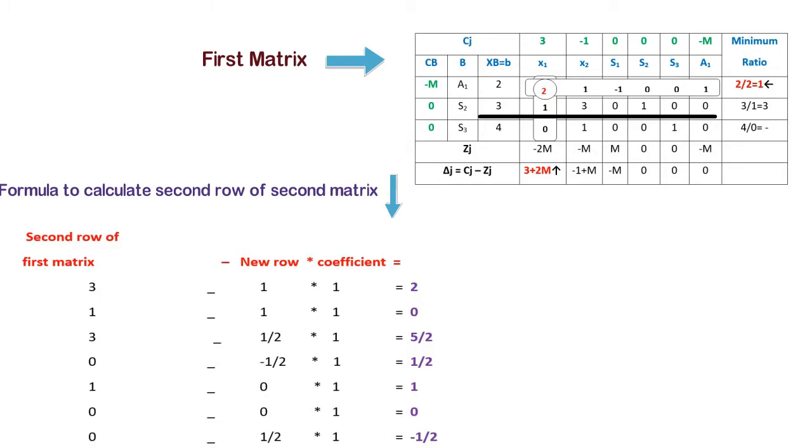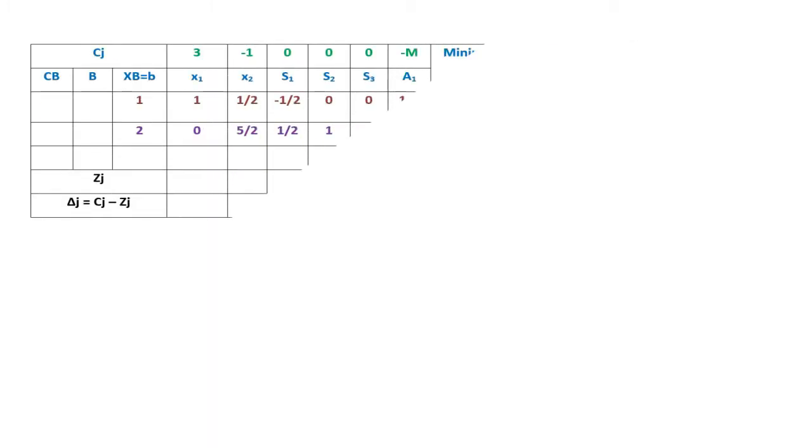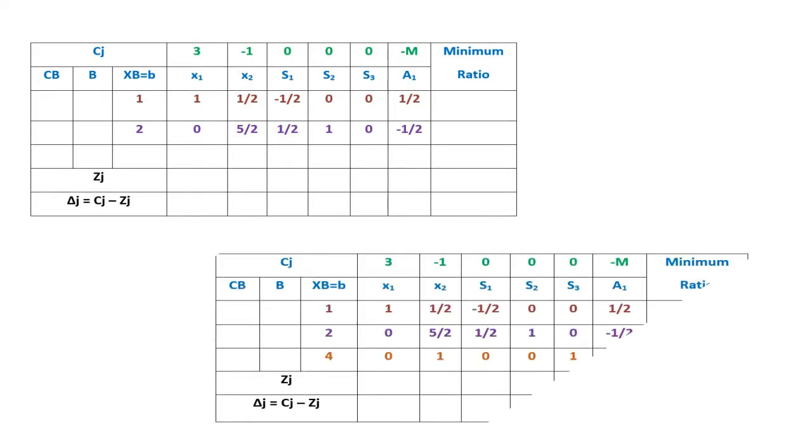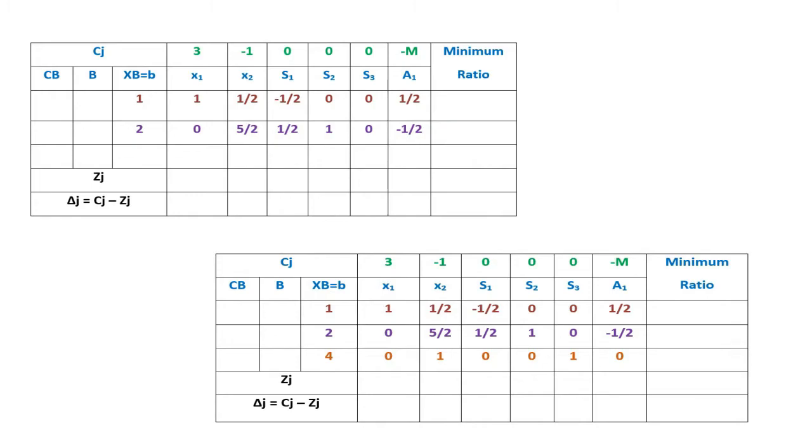In this, first we have to solve the new row into coefficient part, that is 1 into 1, that is 1, and then subtract, that is 3 minus 1 is equal to 2. Same for the second one, that is 1 into 1, that is 1, and 1 minus 1 is equal to 0. Same way we have to calculate the other values of the second row of the second matrix. So this is our second row, that is 2 0 5 by 2 1 by 2 1 0 and minus 1 by 2. Same way we have to calculate the third row of the second matrix by using the third row of the first matrix. After that calculation you will get the third row as 4 0 1 0 0 1 0.